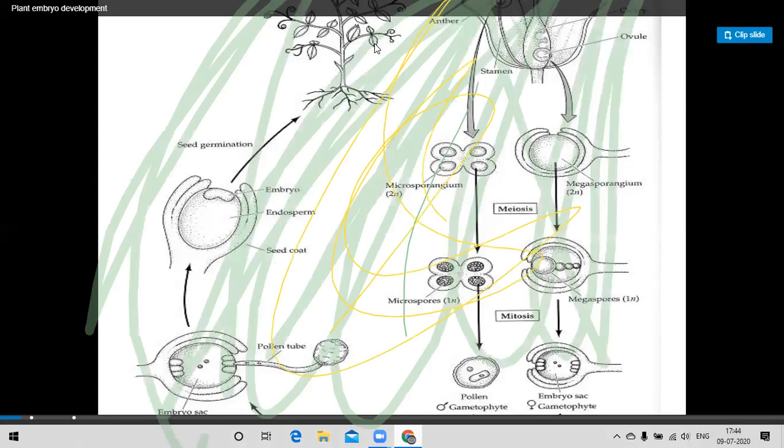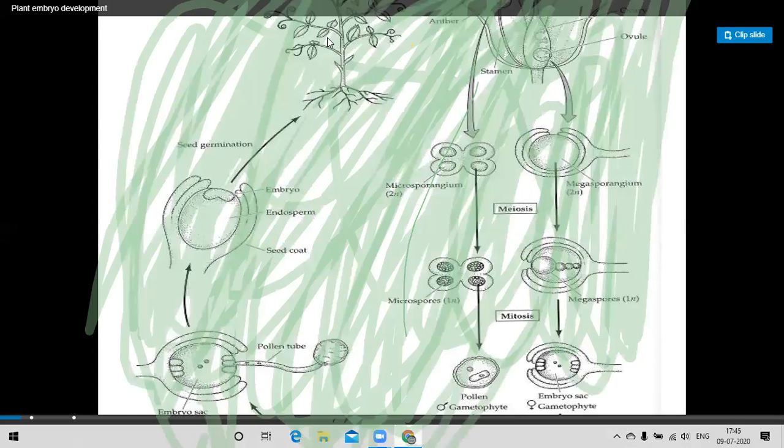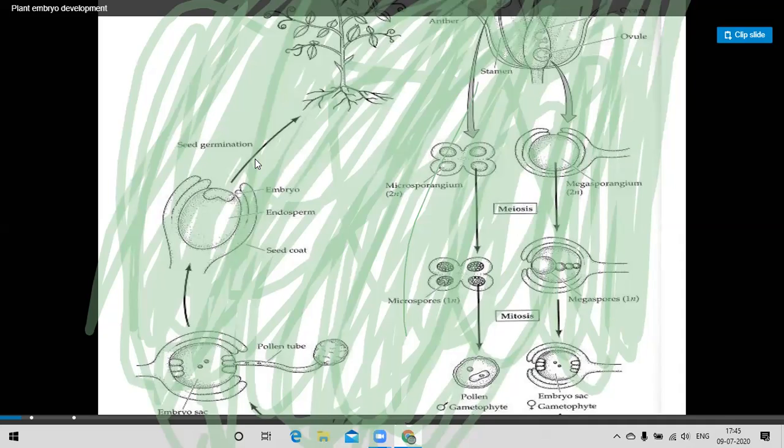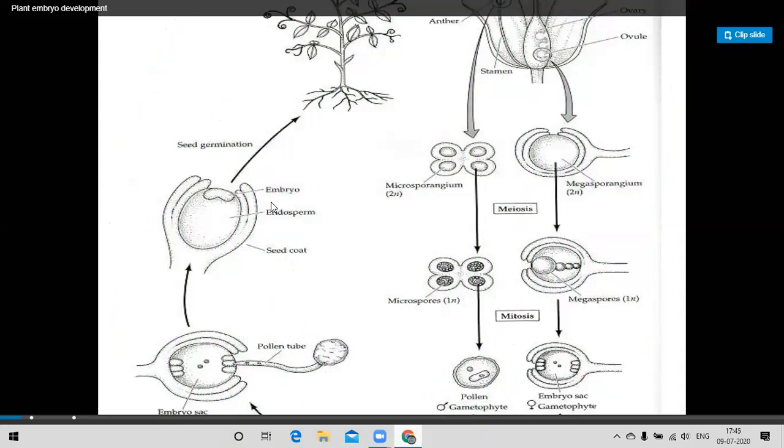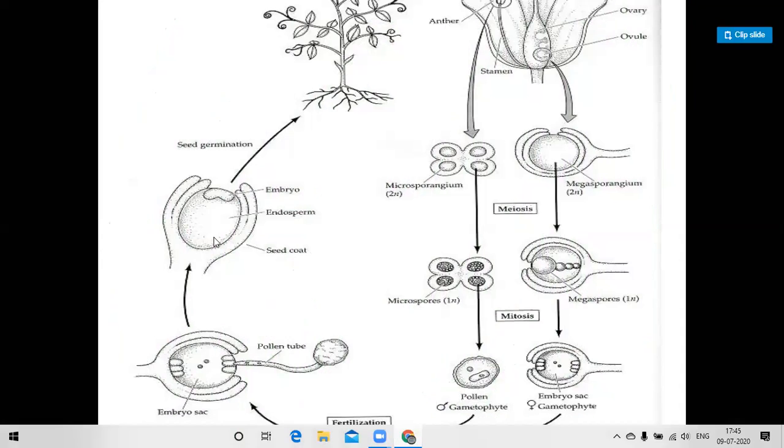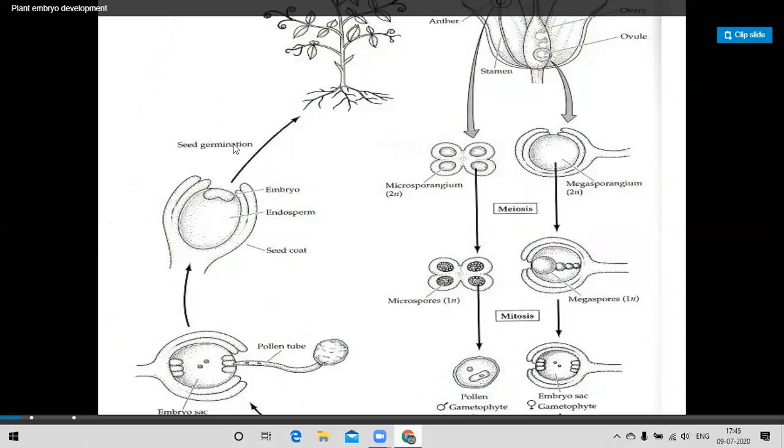So here, in the parent plant body, there will be seed germination. Whatever seeds are here, they mature. After the maturation of the seeds, when we sow that seed, it will be easily germinated. The germination process is done after the seeds fall or are sown in the soil. So here is the structure of the embryo, showing how seed germination is done.